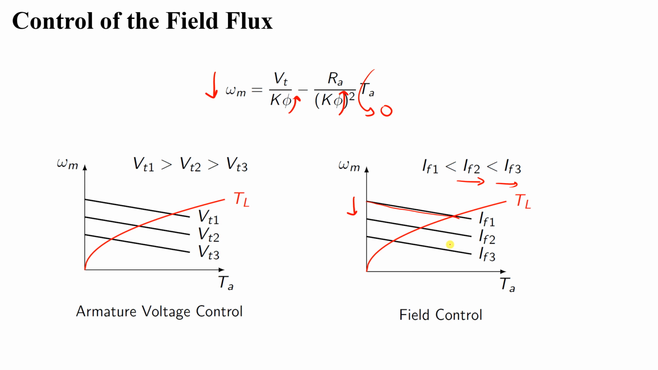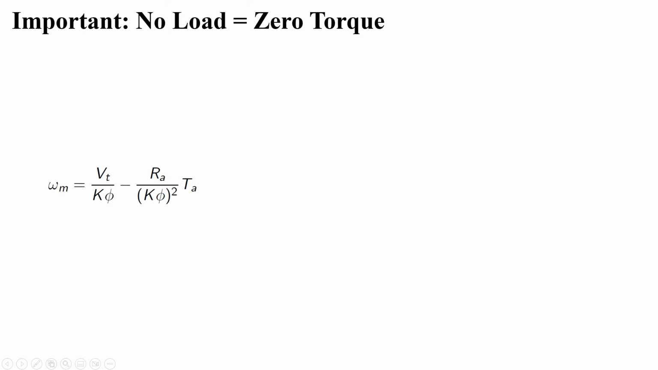Okay, great. Now there is a very important part here regarding this type. Look at this figure here, this equation here for the field control. Let's say we are not connecting any kind of load. The torque equals 0. We don't have any kind of load here.